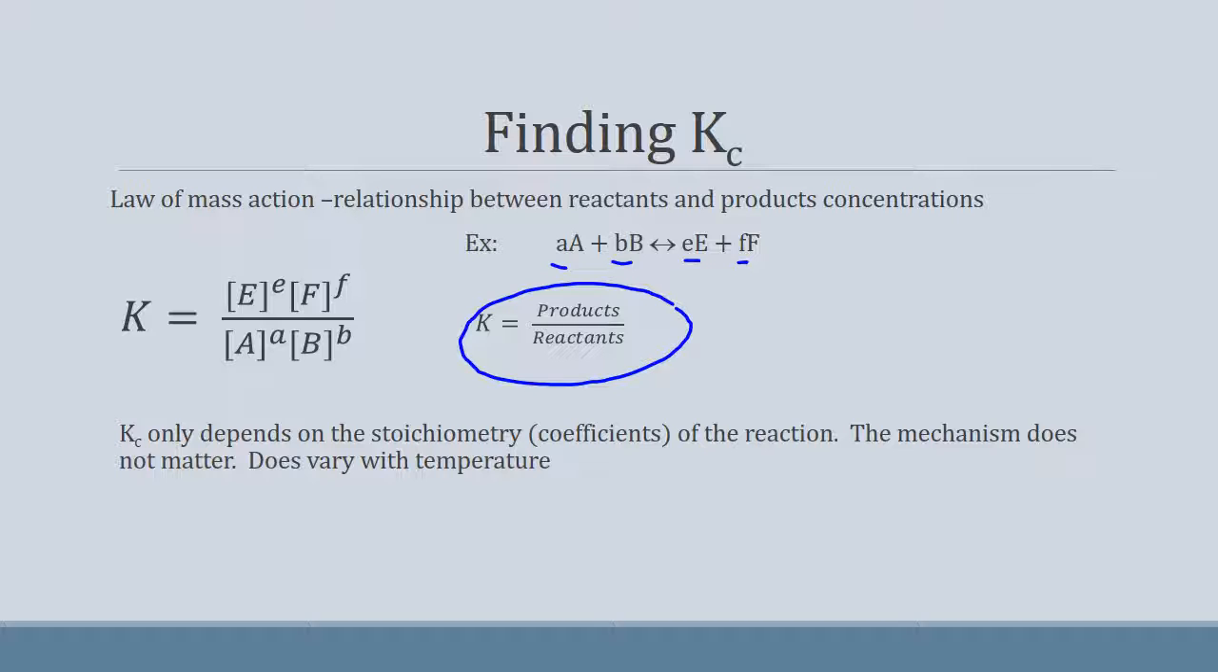Kc will only depend on the coefficients, the stoichiometry of the reaction. We're not worried about the mechanism or how many steps it took, and K does vary with temperature. So you're going to have different equilibrium constants at different temperatures.